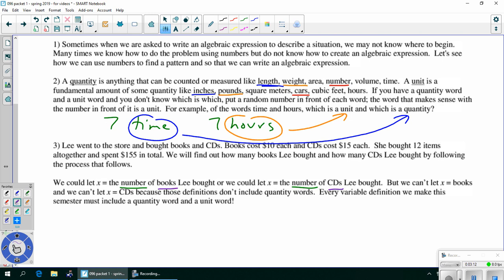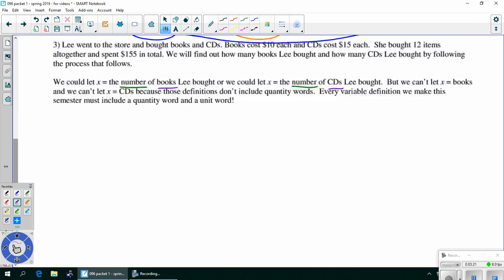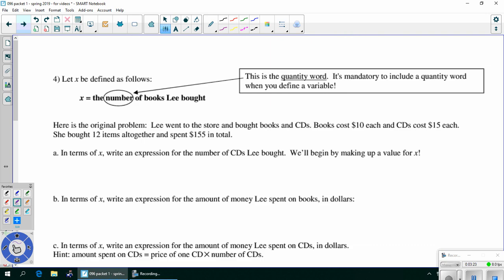It's number of books. But you got to be really clear because there are a lot of number things you could associate with the books. Specifically, the only one we care about for this problem is how many, the number of books. So just be clear when you're making a definition this semester, every variable definition has to contain a quantity word and a unit word. There's no such thing as a one-word variable definition in this course.